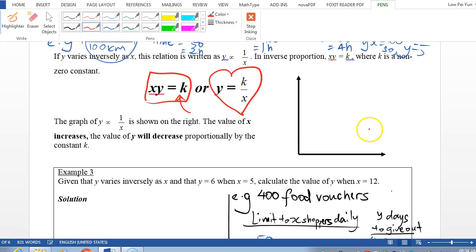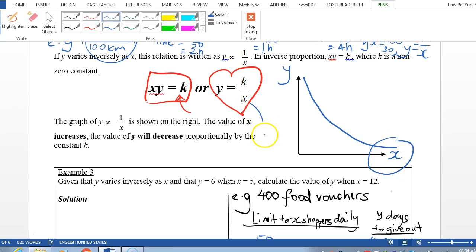Now let us go back to the axis and we draw in our graph. So this will be the x-axis, this will be the y-axis. So we have understood that when x increases to the right, y will decrease going down. So my graph will look like this. And you may ask me, Mrs. Liao, how come the graph cannot touch the x-axis?